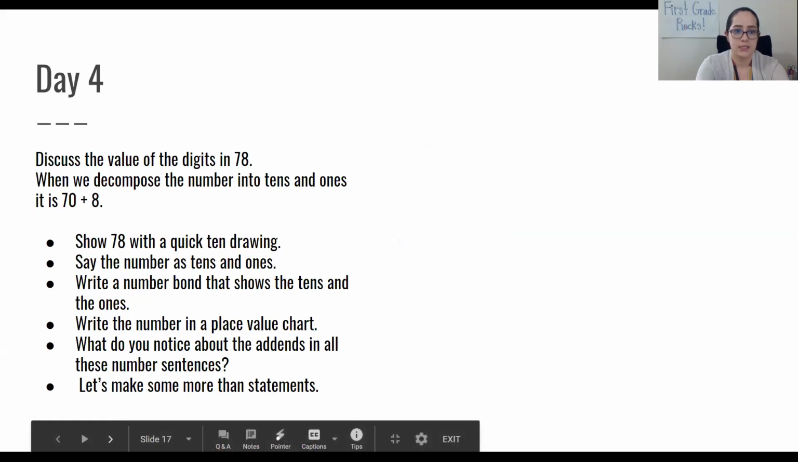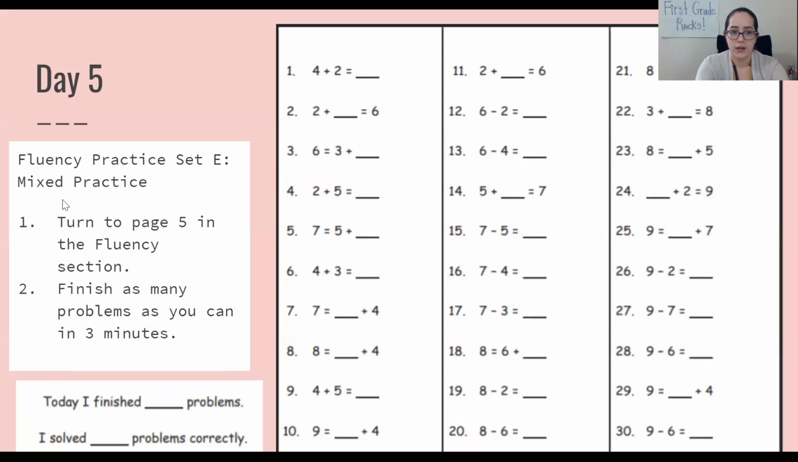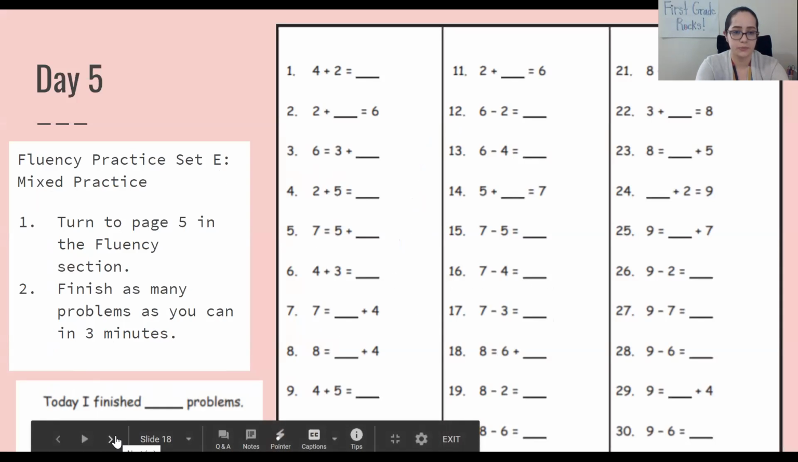All right, and last, day 5. All right, so the fluency practice set E is for day 5, and this is some mixed practice, what they've been working on all week. This fluency practice is going to be on page 5 in the fluency section. Time students 3 minutes. Write how many they've completed and how many they got correct.